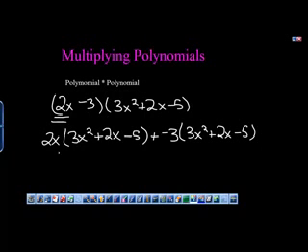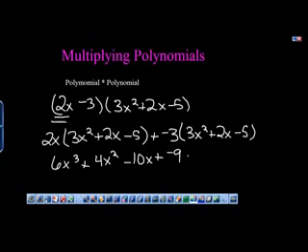minus 5. 2x times 3x squared becomes 6x to the third. 2x times 2x becomes 4x squared. Bring down this minus sign here. 2x times 5 is 10x. Bring down our plus sign. Negative 3 times 3x squared becomes negative 9x squared, plus negative 3 times 2x is negative 6x. I'm going to bring down my minus sign, which means that I'm now only dealing with this 5, so I'll do negative 3 times 5 is negative 15.